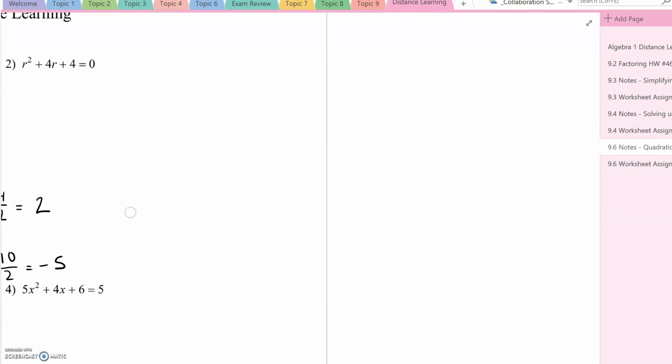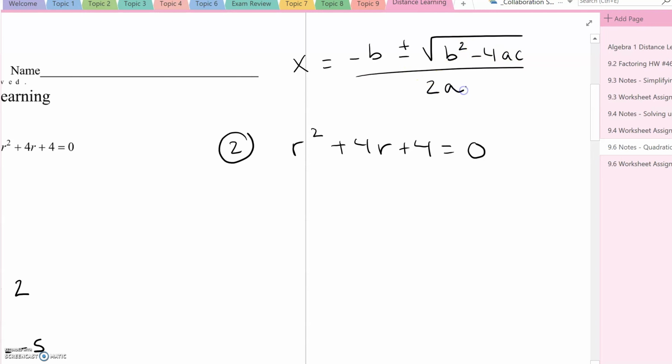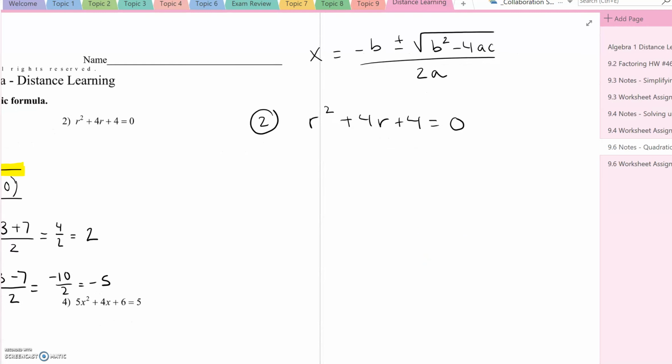I'm kind of out of room, so I'm actually going to write it off to the side here. So r squared plus 4r plus 4 equals 0. Let's remember our quadratic formula. x equals -b plus or minus the square root of b squared minus 4ac all over 2a. Again, you don't have to have that memorized. I just want you to be able to actually use it.